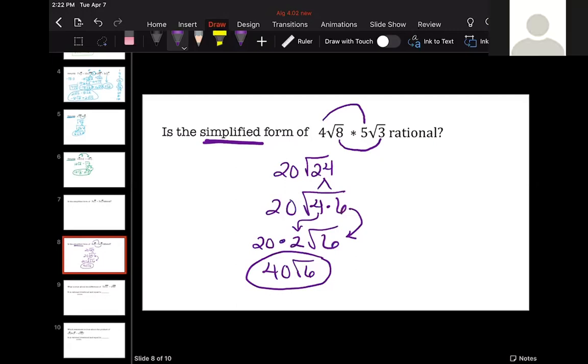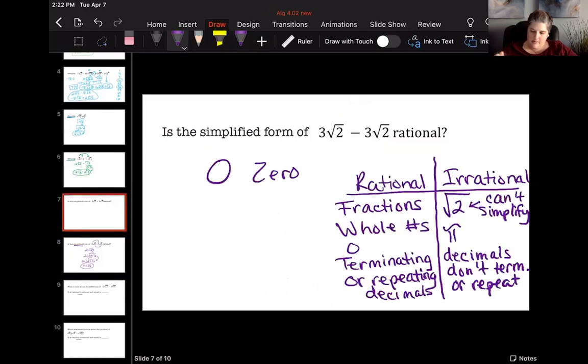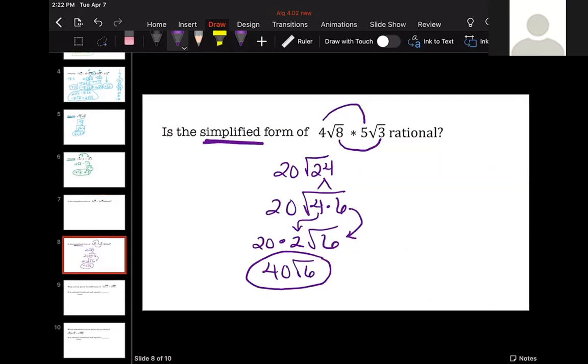Because you can't simplify it, right? Because you can't simplify what part? The 40 and the 6. The square root of 6. Yeah. So if you look back at the table I made, do you see how it says the first thing on the irrational side is that you can't simplify, like the square root of 2? So it's the square root of 6 that actually makes it irrational.